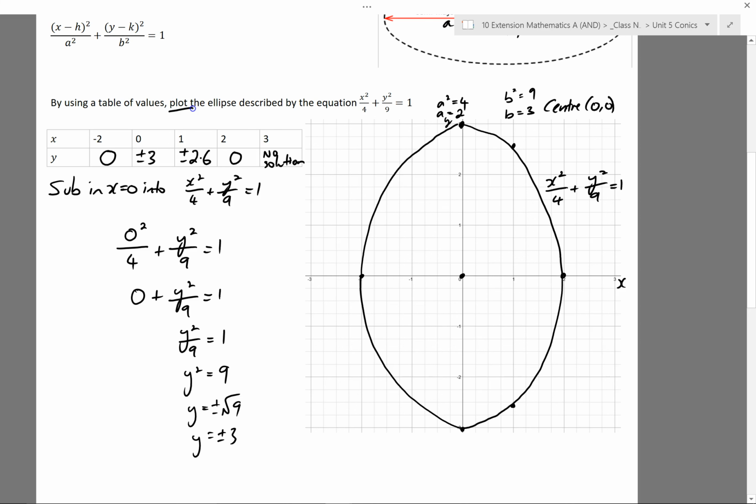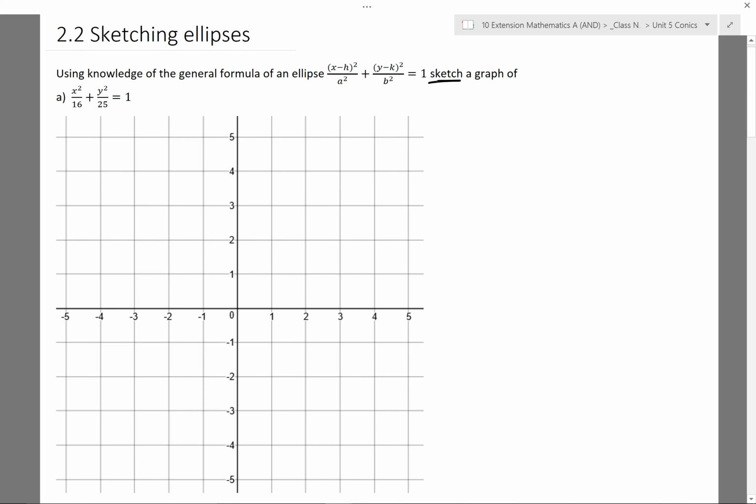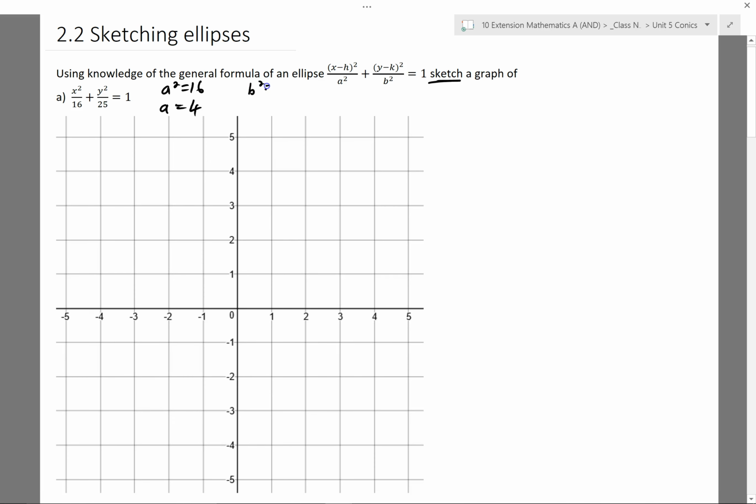Remember, this is plotting. Now that we know that this formula works, we can use our understanding of the formula to instead sketch these ellipses. So part A, I've got this equation. I see that a squared equals 16, so a equals 4, which is my semi-major axis, so my horizontal axis. I see that b squared equals 25, so b equals 5, which is my semi-minor axis, my vertical axis.